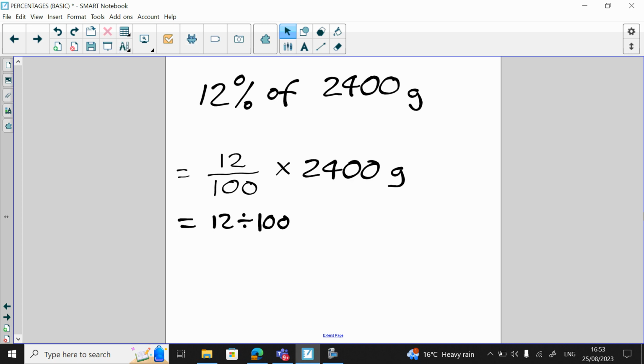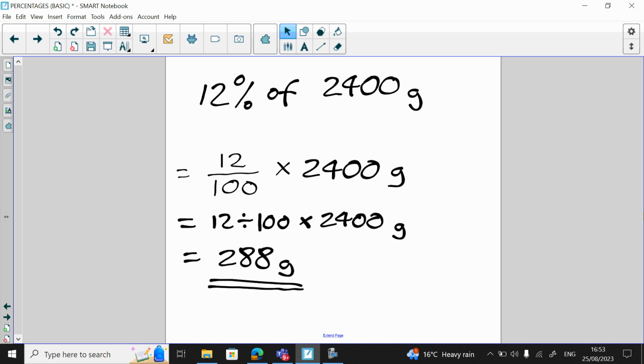Right. So I'm just going to times it by the amount, the 2,400 G's. Calculator time. Go and get your calculator or your brain, your piece of paper, pop it in, make sure you get G in the answer. Hopefully you get 288 G's. Grams, grapes, gorillas, whatever.